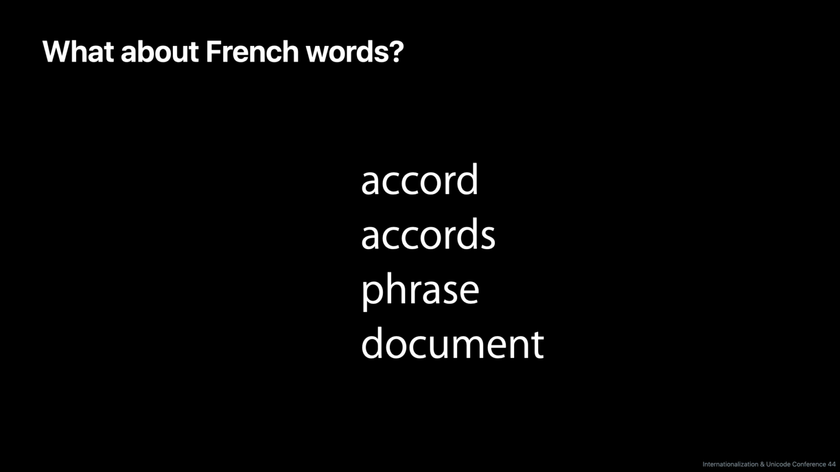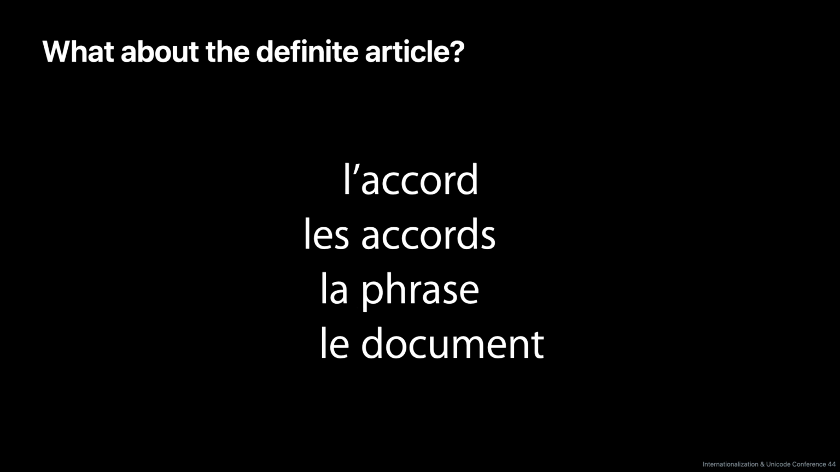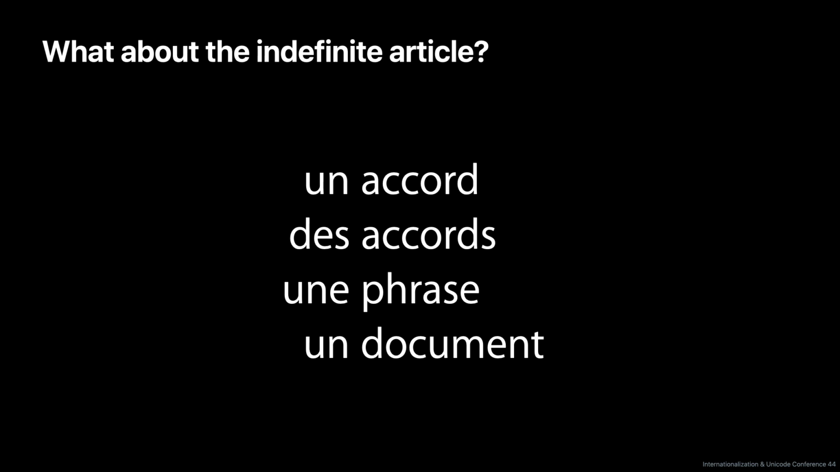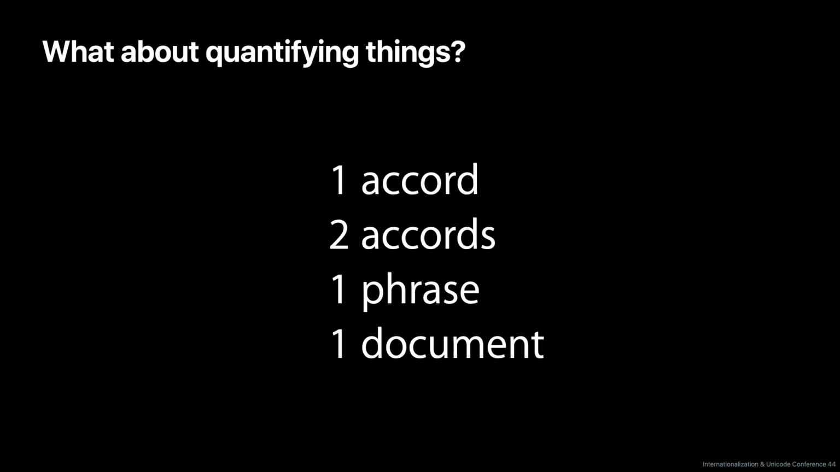So we have accord, accords, phrase, and document. If I put on the definite article like in English, I now have to use 4 different forms of the definite article in this case. And if I use the indefinite article, well, I don't have 4, but I have 3. If I want to quantify the words and put a number in front of them, I might just get away with putting the number of digits in front of the word and changing the grammatical number of the noun from singular to plural as needed.